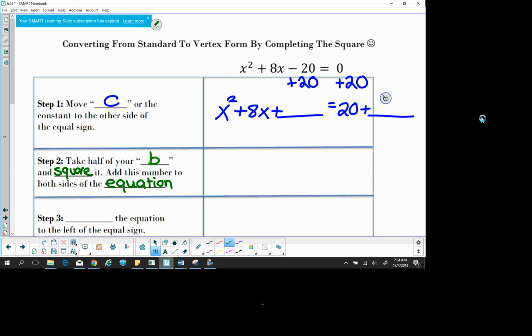So I take half my middle number, which is 8. What is half of 8? 4. And it's positive 8, so make sure you keep the sign with it. And square it. What is 4 squared? That's the square root of 4. What's 4 squared though? 16. And so I add that number to both sides of the equation like that. To get that complete the square, we're trying to turn it into this little square. You take half that middle number and then square it.